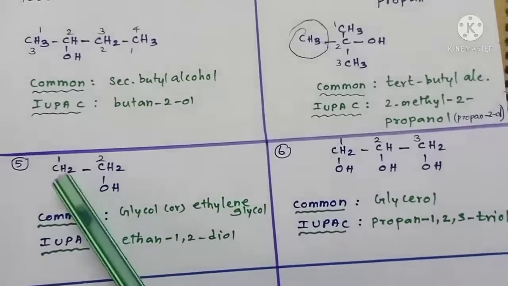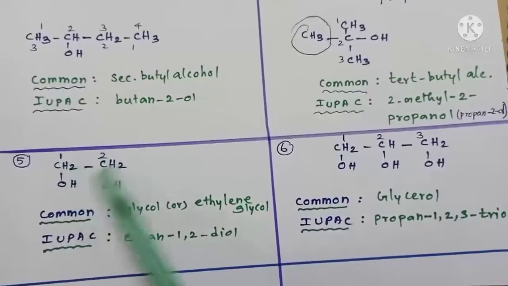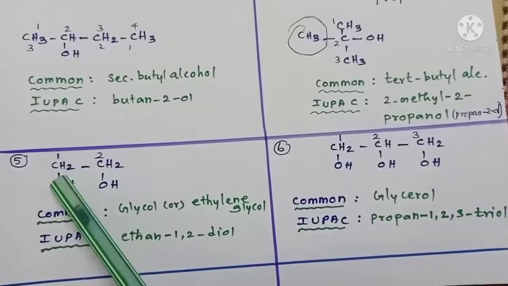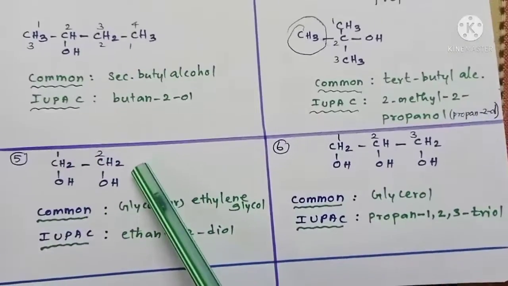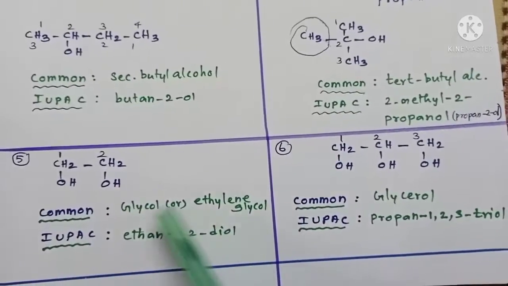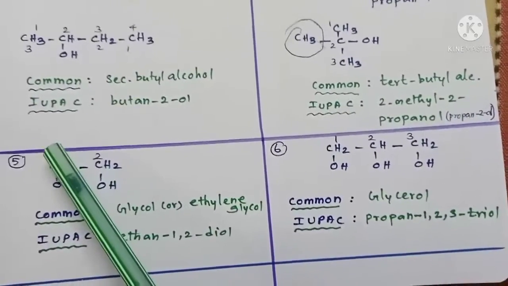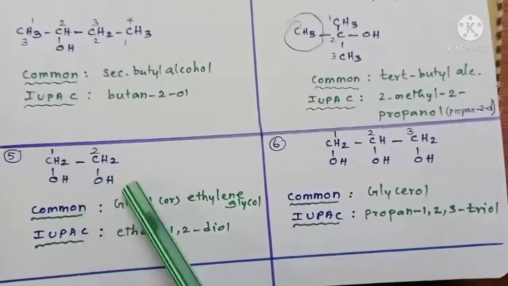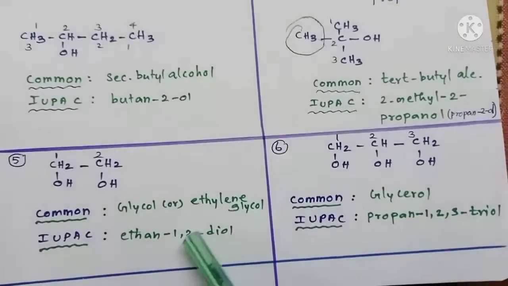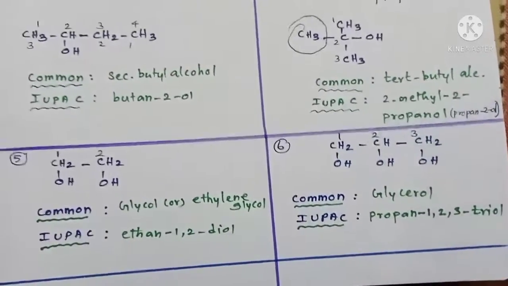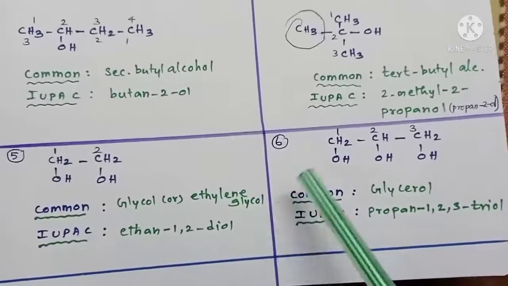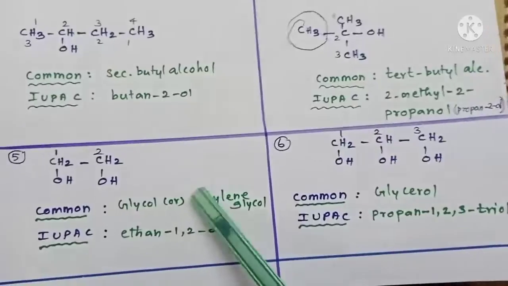Whereas for the IUPAC name, the parent carbon chain has 2 carbon atoms. You can number in the forward direction as 1, 2 or 1, 2, isn't it? So it is an ethane derivative. Then there are 2 alcoholic groups, so ethane diol. The OH groups are bonded at the first carbon and the second carbon, so that is called ethane-1,2-diol. Ethane, the E you can drop it. So that is the IUPAC name of glycol.